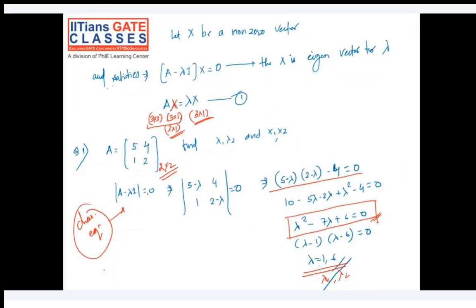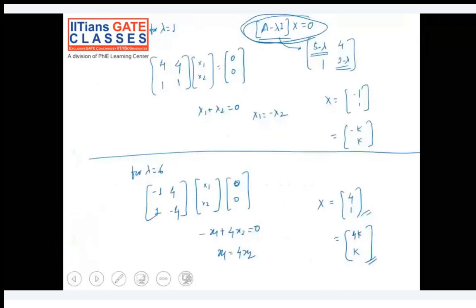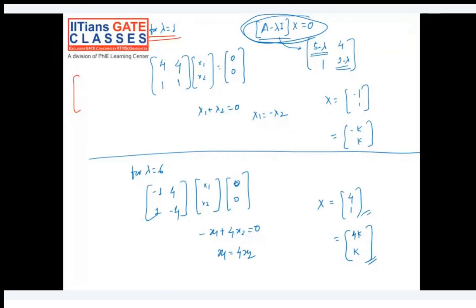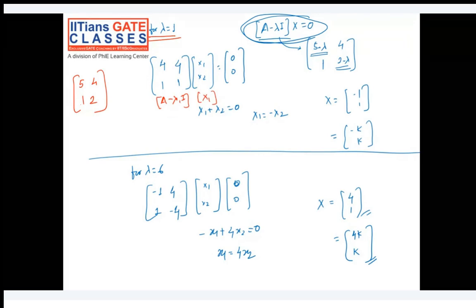And how will you get it? A minus lambda times X equal to 0. Let's take lambda equal to 1 now, for example. If lambda is equal to 1, what was your matrix A? Matrix A is 5, 4, 1, 2. A minus lambda I will be 5 minus 1, 4, 1, and 2 minus 1, so 1. This is how your A minus lambda one I matrix looks, into capital X1, the first eigenvector corresponding to eigenvalue lambda 1. Let's say x1 and x2 are the elements of that eigenvector. So simplify this equation.